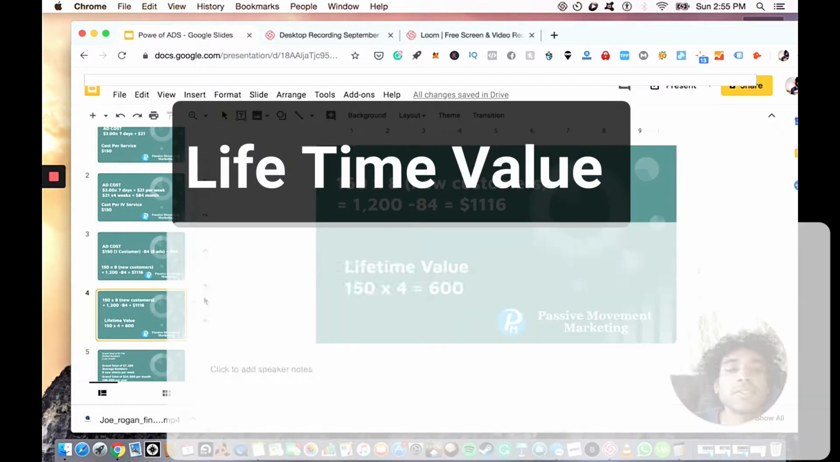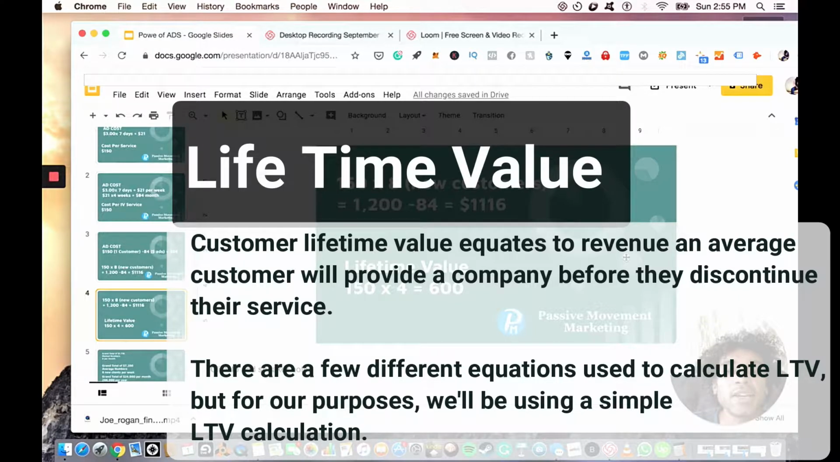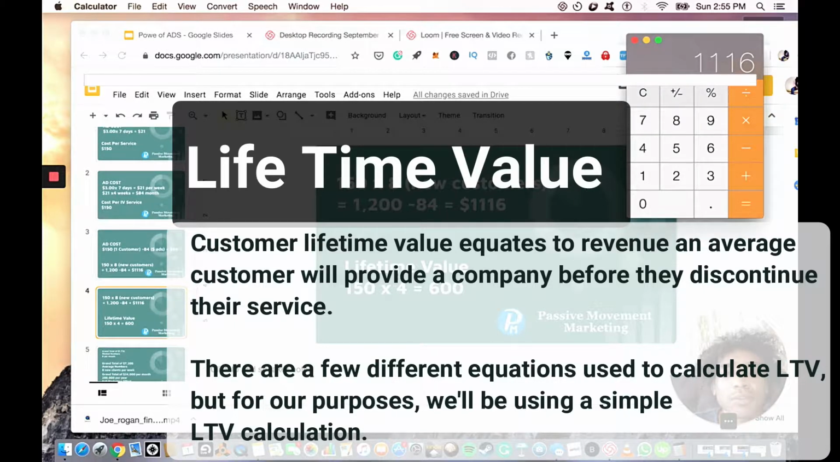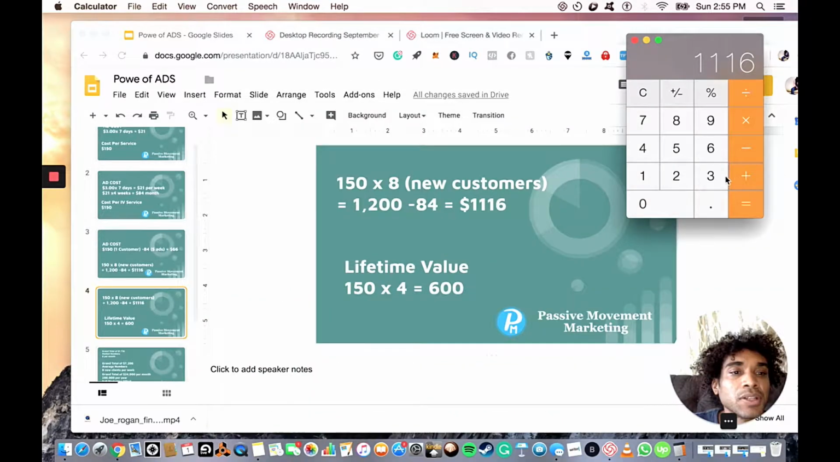And then let's do something called lifetime value. So say from those eight people, four came back. So 150 times four is 600. If you put those two numbers together, plus 600, you get $1,716. That's money extra that you didn't have from running ads that cost you no money because those ads ended up paying for themselves. And that's eight new customers.